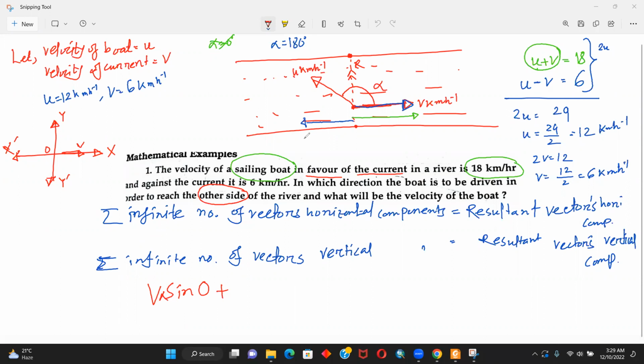Tell me what it will be for u. What is the vertical component for u? U sine alpha. Good. Now, on the right side, what is the resultant vector's vertical component?